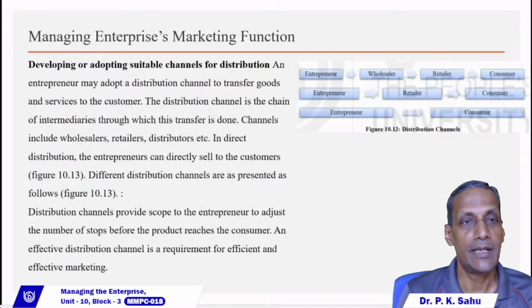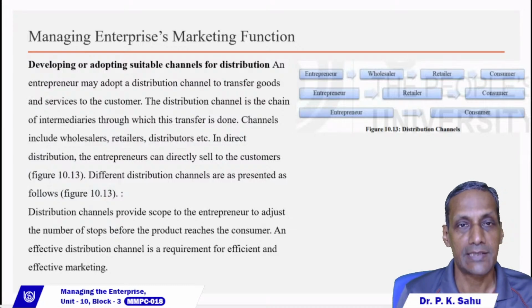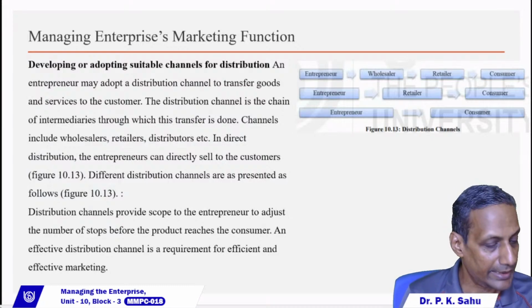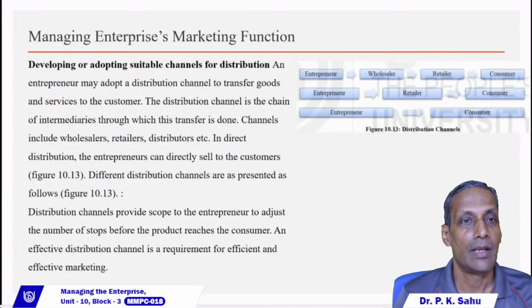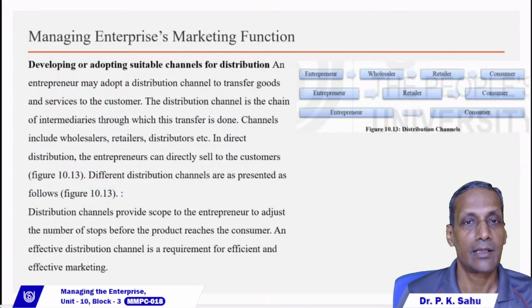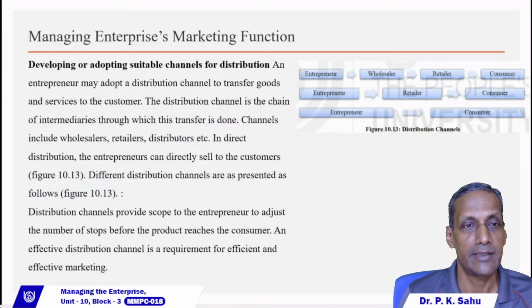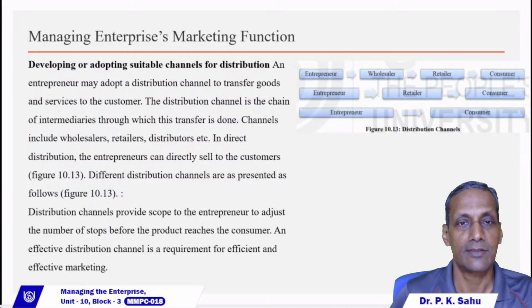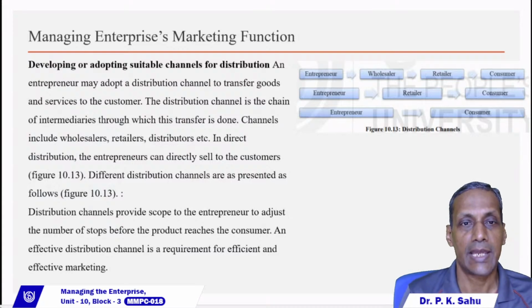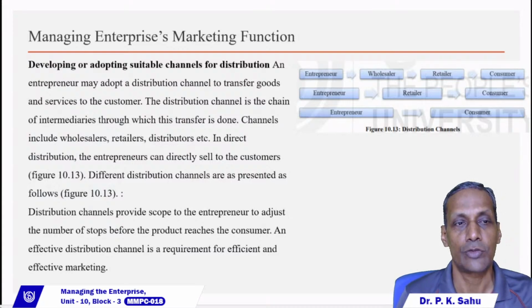Next is developing or adopting suitable channels for distribution. An entrepreneur may adopt a distribution channel to transfer goods and services to the customer. The distribution channel is the chain of intermediaries through which this transfer is done. Channels include wholesalers, retailers, distributors, etc. In direct distribution, the entrepreneurs can directly sell to the customers.